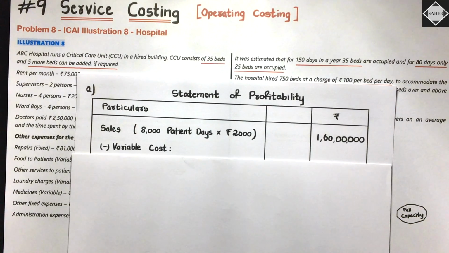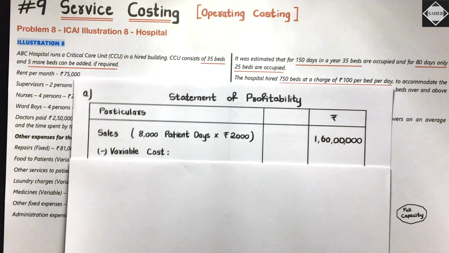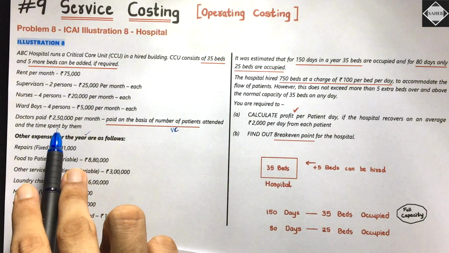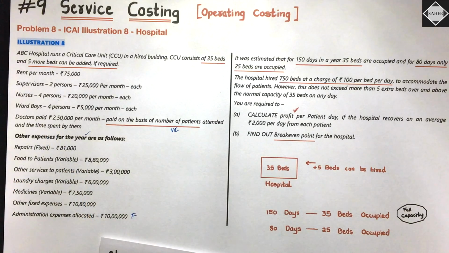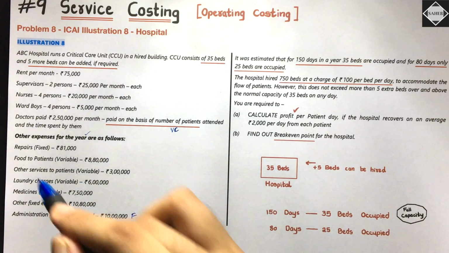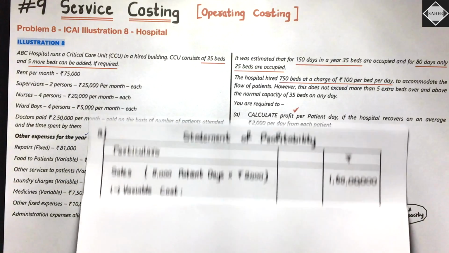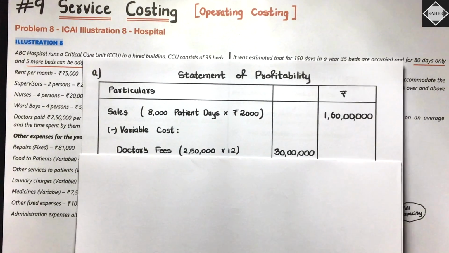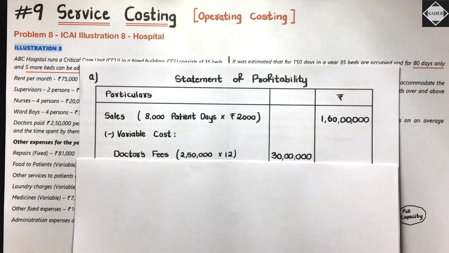1 crore 60 lakhs. Yes, 1 crore 60 lakhs. Then we have to go on subtracting the variable costs one by one. If you see in the question, variable cost, first we have the doctor fees. How much? 2,50,000 per month. We are taking all the cost on yearly basis, so 2,50,000 into 12. Doctor fees, that's 30 lakhs. Is it clear? Simple.